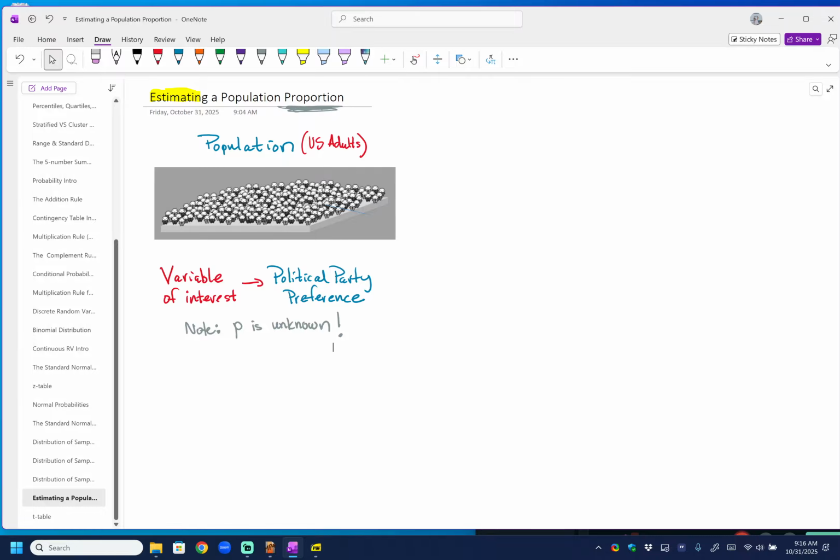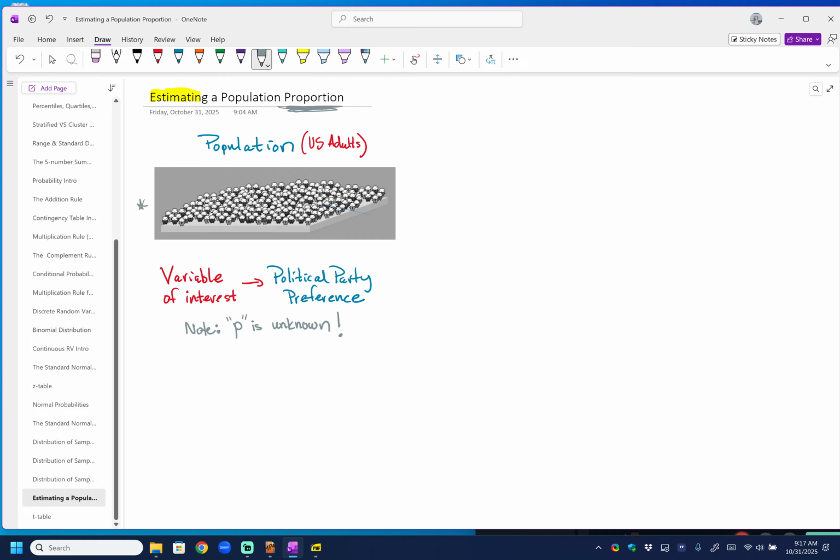Let's return to an example you've seen before in a previous video, where there's the population of US adults, which is represented by this picture here. And our variable of interest is political party preference. So that could be whether they're Republican, Democrat, other, independent, whatever it is. We're specifically just going to concentrate on the proportion of people that are Republican for argument's sake. Okay. So remember the variable P right here represents the true proportion of US adults that are Republican.